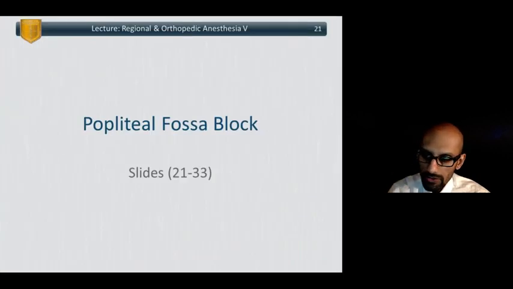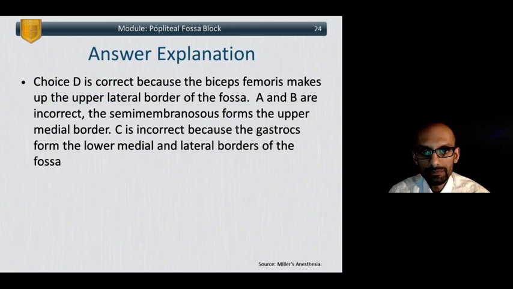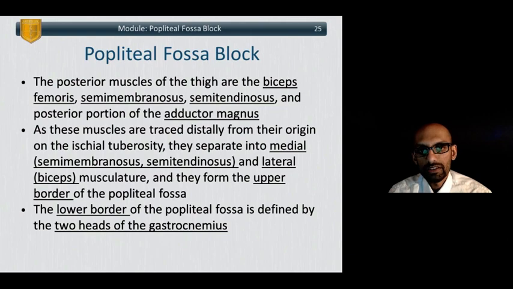So we're on our way to sciatic nerve block at the popliteal fossa. Which muscle constitutes the lateral upper border of the popliteal fossa? So in this case, it's going to be the biceps femoris. Okay, that's the lateral border, upper border of the popliteal fossa, that diamond-shaped fossa. And we'll see an image of this coming up.